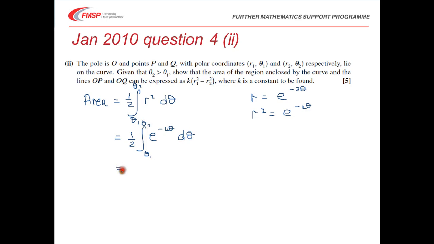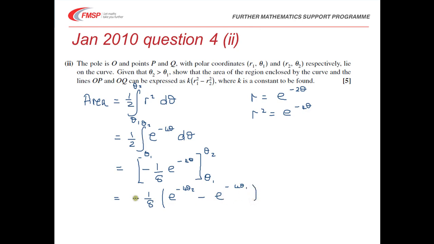So when we integrate e to the minus 4 theta, well, we have a half there, and we're going to divide by a 4, so we'll end up with minus 1/8 e to the minus 4 theta, and we'll be evaluating that, as I say, between theta 1 and theta 2. So substituting that in, we end up with minus 1/8 of e to the minus 4 theta 2 minus e to the minus 4 theta 1.